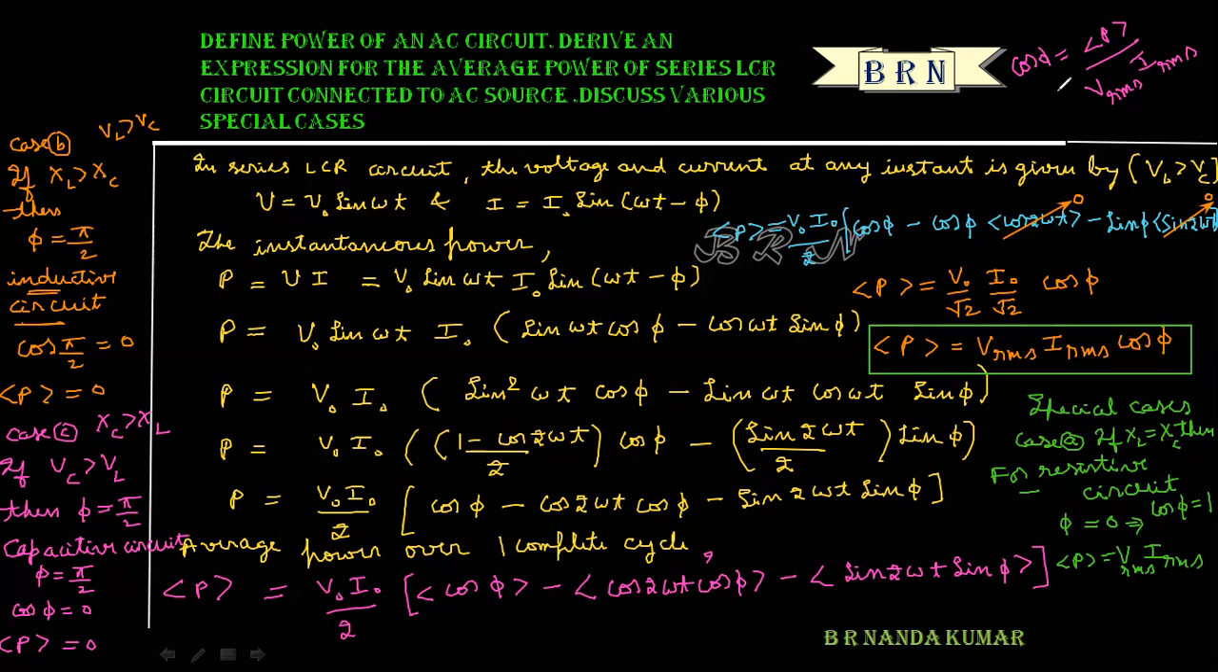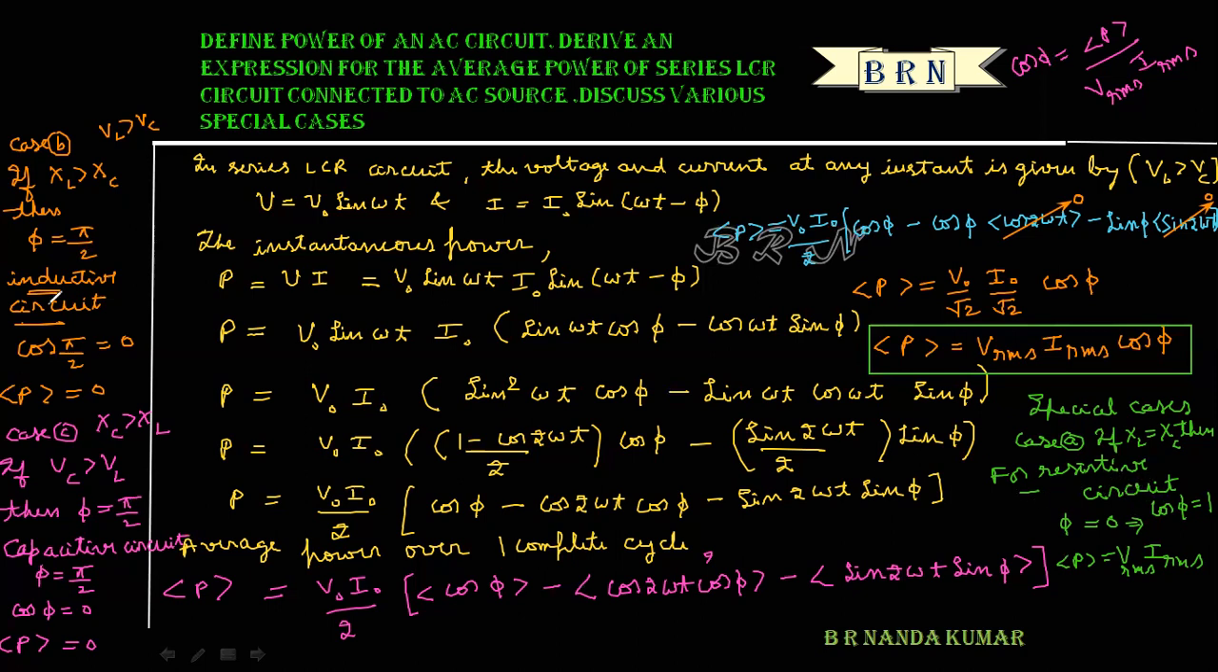For a purely resistive circuit, the power factor is 1. Power loss is maximum, that is the product of the RMS value of voltage and the RMS value of current, and average power over one complete cycle for a purely resistive circuit is the product of the RMS value of voltage and the RMS value of current. So here maximum power loss takes place. That is for a resistive circuit.